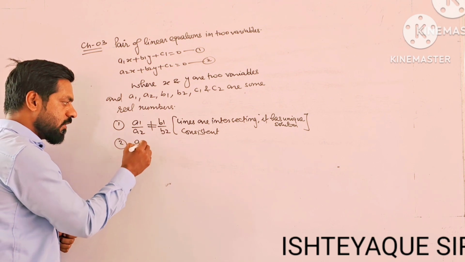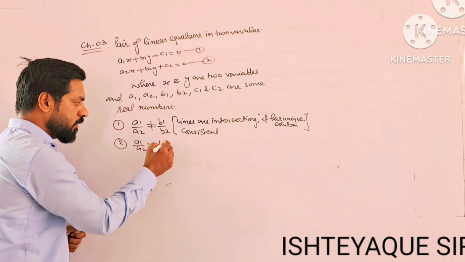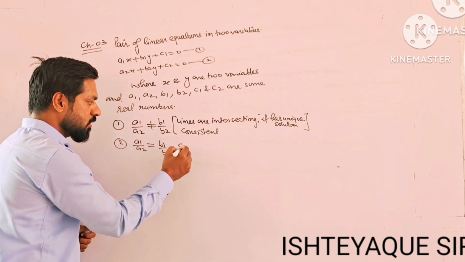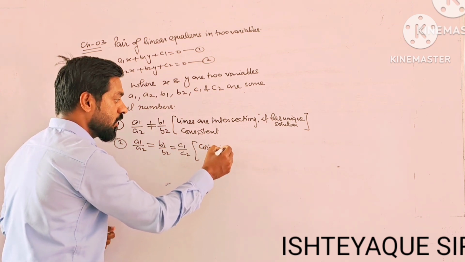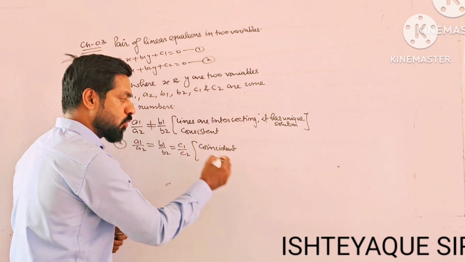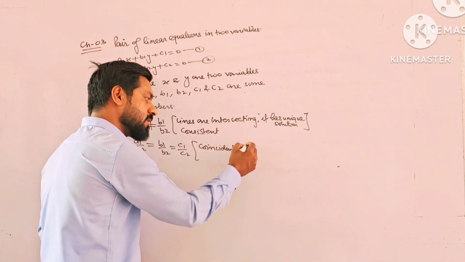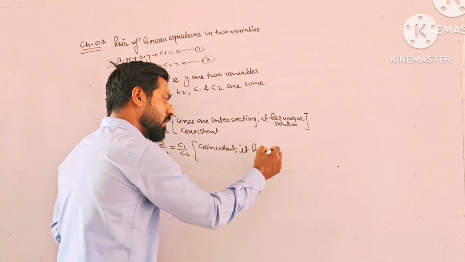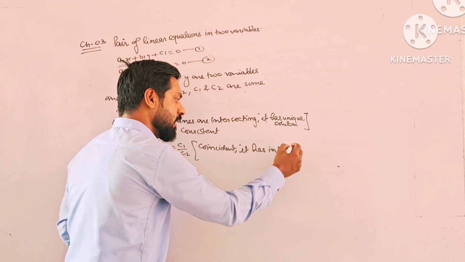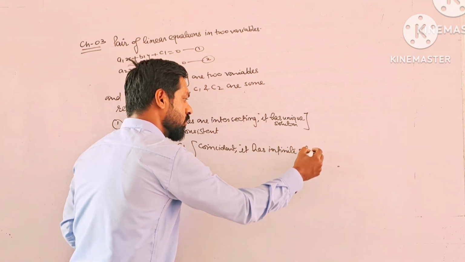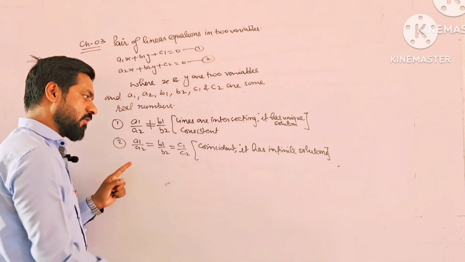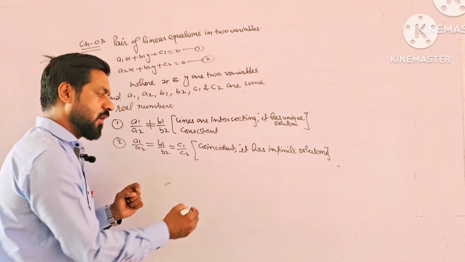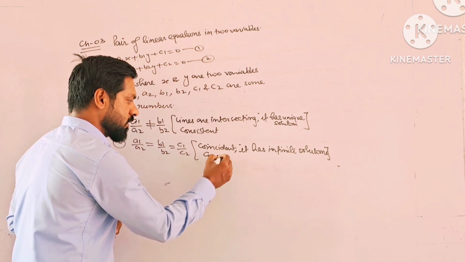Second condition, if a1 upon a2 equal to b1 upon b2 equal to c1 upon c2, then lines are coincident. Coincident in the sense it has infinite solution. If an equation has infinite solution, that pair of linear equation is also known as consistent.